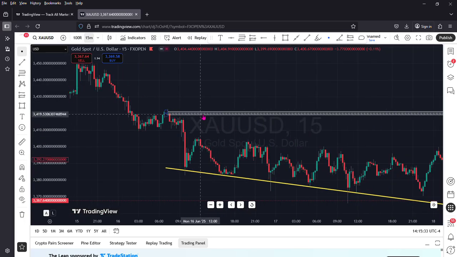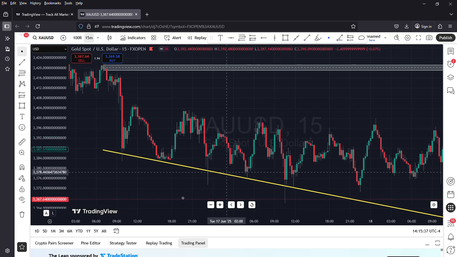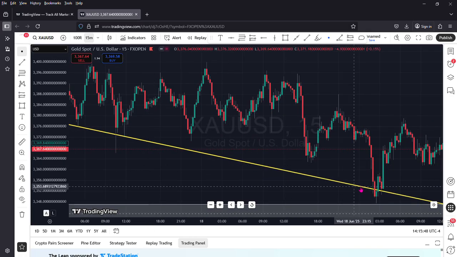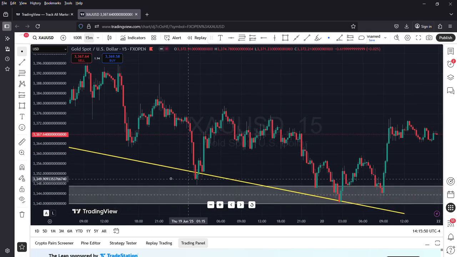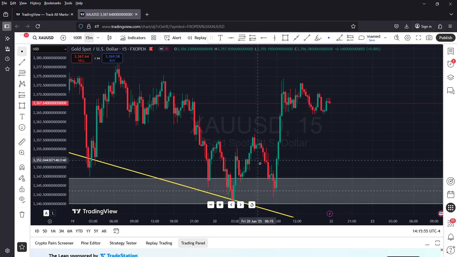Now, this is the trend line that we drew on our 1 hour, and it's still respecting those zones. So whenever the market taps into this trend line, it rallies to the upside. You can see whenever the market taps into this trend line, it will buy to the upside.